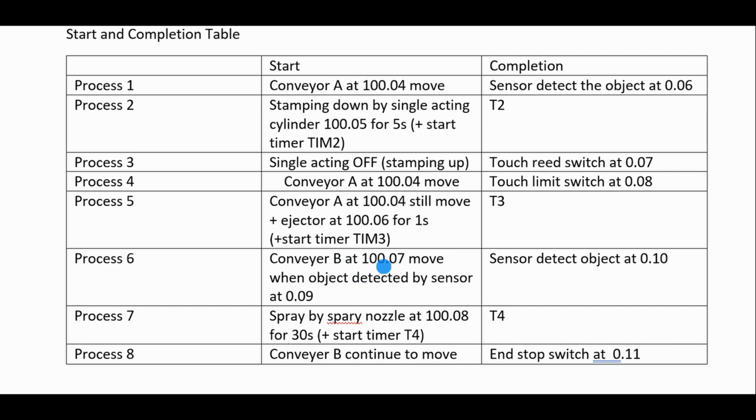Conveyor B at 100.07 will move when the object is detected by the sensor at address 0.09. There is a sensor that detects the object at 0.10 and activates the spray nozzle at address 100.08. The spray nozzle sprays for 30 seconds to complete timer 4. Conveyor B continues to move and stops at the stop switch at 0.11.